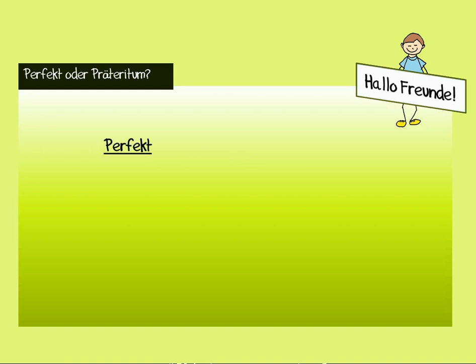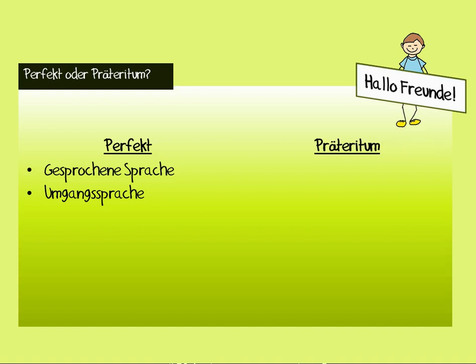Let's take a look. Das Perfekt. We use it in the spoken language, in der gesprochenen Sprache. We also use it in colloquial speech oder Umgangssprache. Colloquial means it's kind of a relaxed everyday speech. Well, that is when we talk to each other in an informal environment, or you write a letter, for example. It's pretty informal when you write a letter, let's say, to your friends or to your family. So Umgangssprache, colloquial speech.